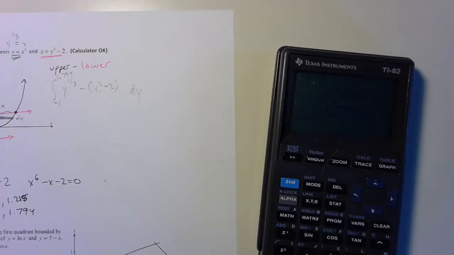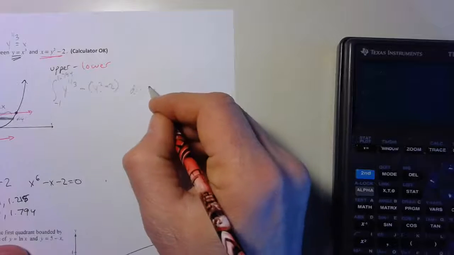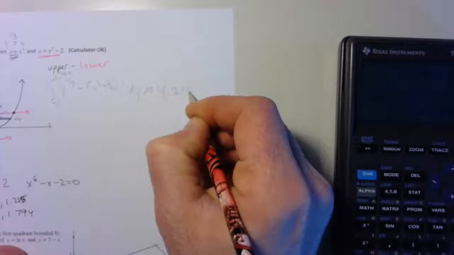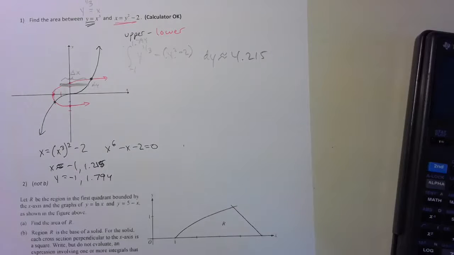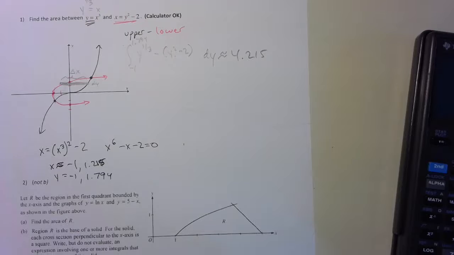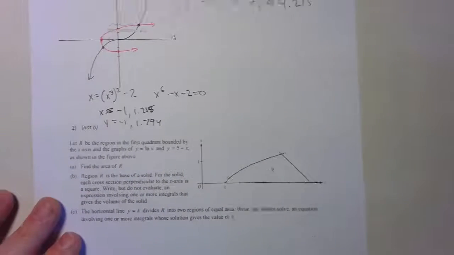Okay, it's still going. Oh, it finally gave me an answer of about 4.215. Okay, there we go. And that seems reasonable looking at what my graph looks like. I could say to myself, yeah, that seems like it will work. Okay, so there's example 1.